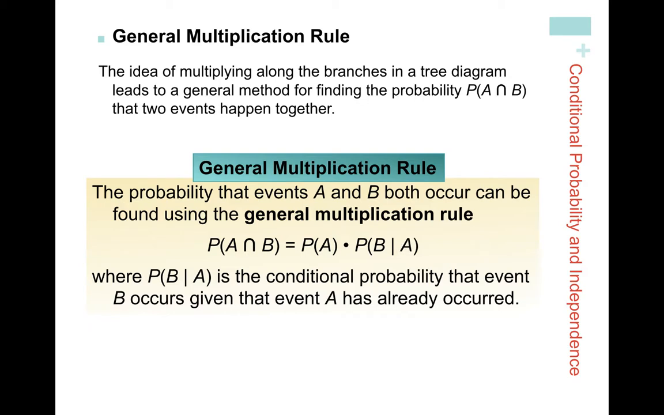Because we know that the probability of B is equal to the probability of B given that A has already occurred if they're independent events. So this general multiplication rule is true for two events A and B that are independent or are not independent.